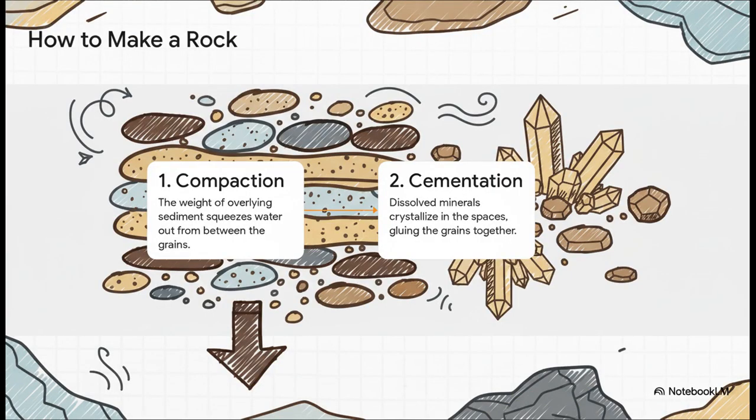So, how does this actually work? Well, it's a pretty straightforward two-step process. First up is compaction. As more and more sediment piles on top, the sheer weight squeezes the grains together, forcing out all the water that's between them. Then comes cementation. Minerals that were dissolved in the leftover groundwater act like a natural glue. They crystallize in those tiny spaces and cement the individual grains into a single, solid rock.